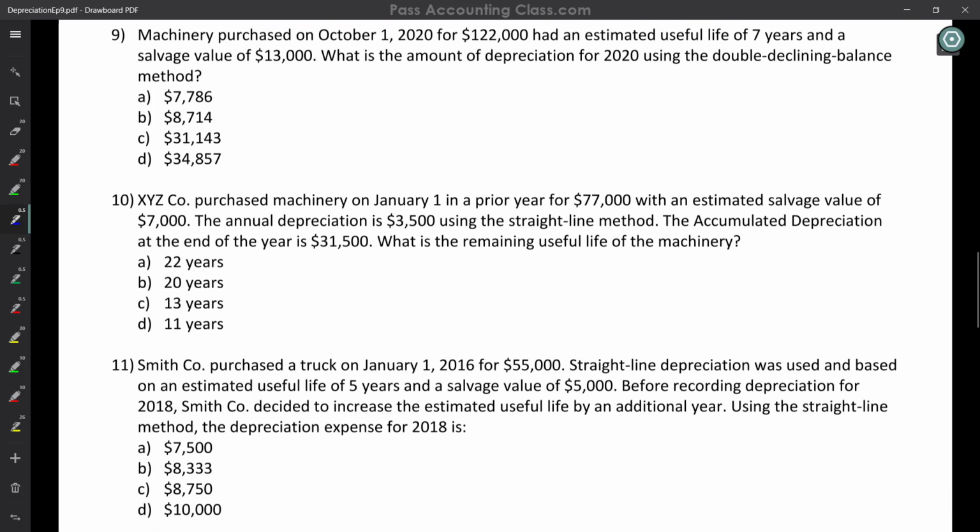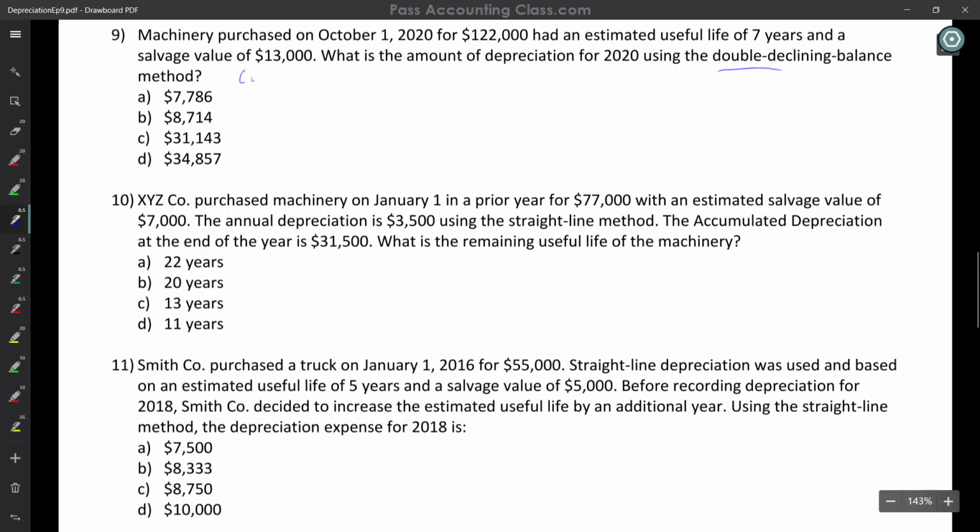For question 9, it says, machinery purchased on October 1st, 2020 for $122,000 had an estimated useful life of 7 years and a salvage value of $13,000. What is the amount of depreciation for 2020 using the double declining balance method? 7,786, 8,714, 31,143, or 34,857. So we're using the double declining balance method again.